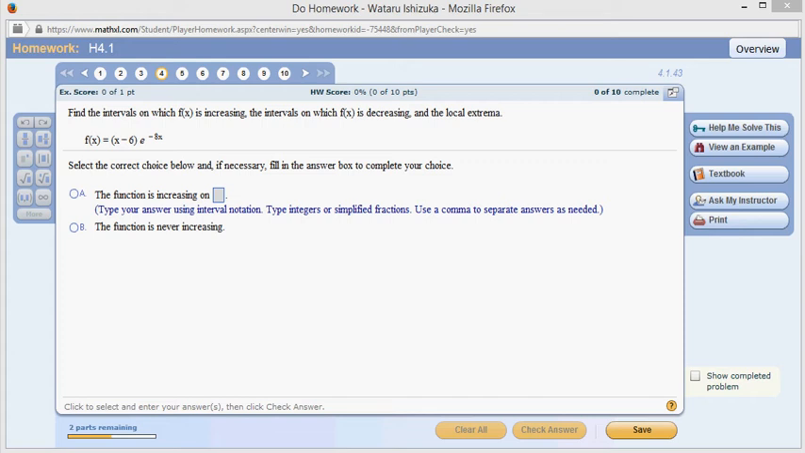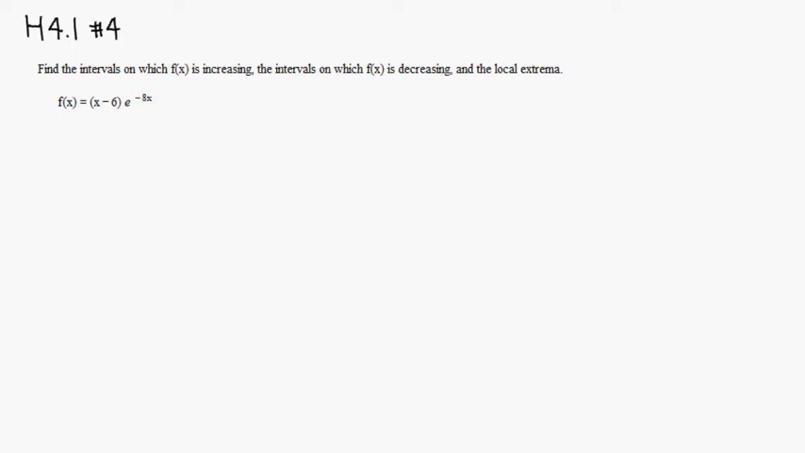Alright, let's look at homework 4.1, problem number 4. We want to find the interval on which the function f of x is increasing and on which the function is decreasing, and locate local extrema. In order to do that, we have to find the derivative first. So let's take the derivative.